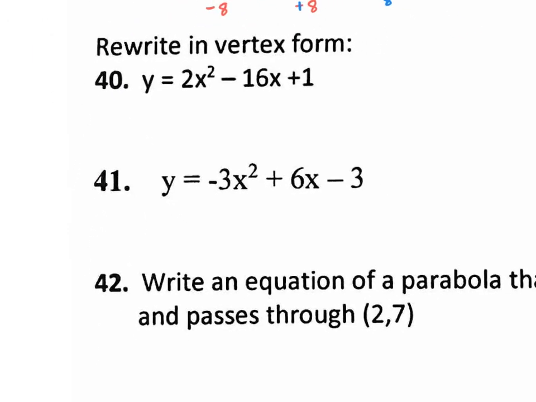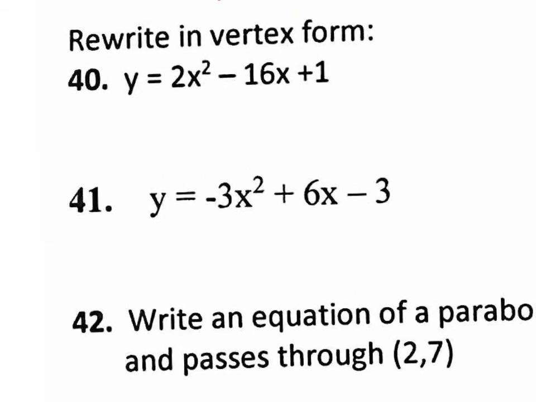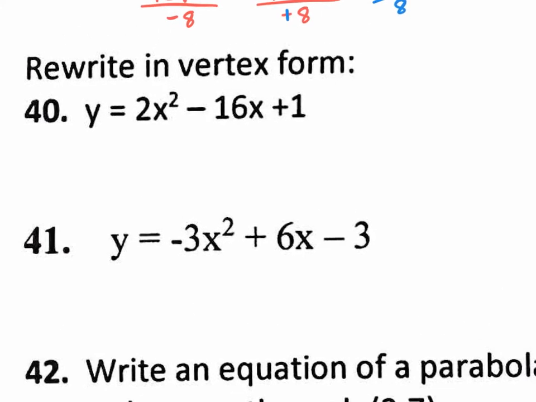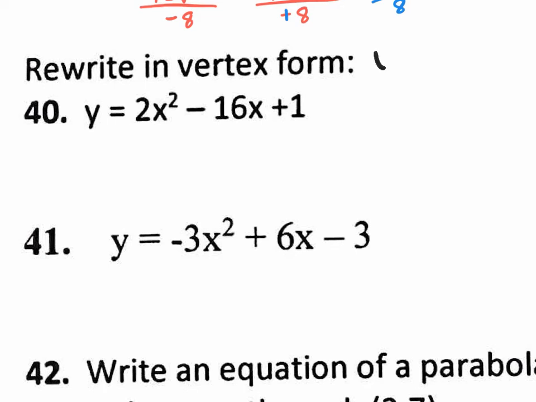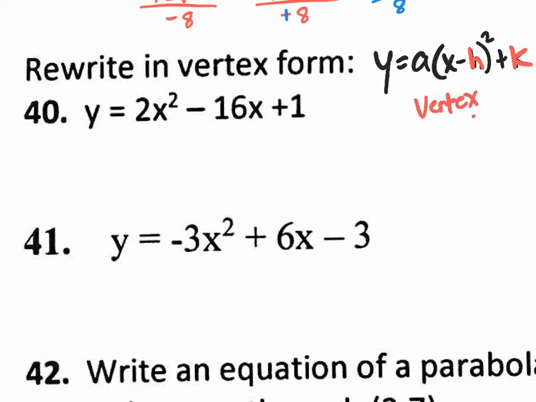Moving on to the next couple of questions. It says rewrite in vertex form. Well, in order for us to rewrite it in vertex form, we need to remember what vertex form is. That's y equals a parentheses x minus h close parentheses squared plus k. It's called vertex form because if you identify the h and the k, you technically identified your vertex. Your vertex is the coordinate (h, k). All right? Anyway, this obviously does not look like this.